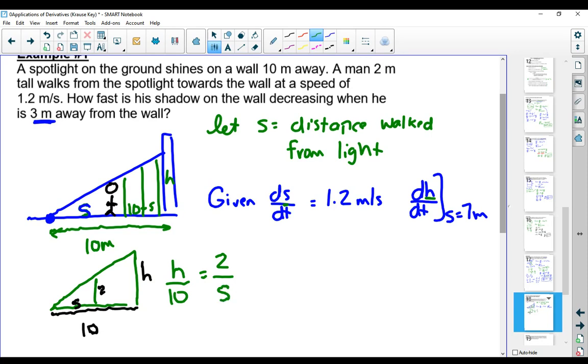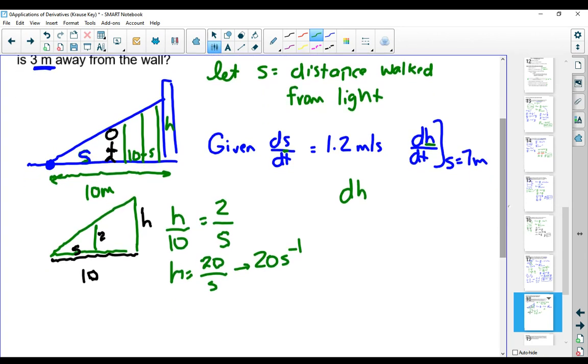So setting up a proportion, we can say that the height over 10 is equal to 2 over S. We want to put everything in terms of height. So 2 times 10 is 20, and H is going to equal 20 divided by S, or we could write that as 20 times S to the negative 1, which will be more helpful when we're doing our derivative. Now we could have put this in terms of S as well and solved it, would have still got the same answer. So dH/dt would be negative 20 S to the negative 2 dS/dt.